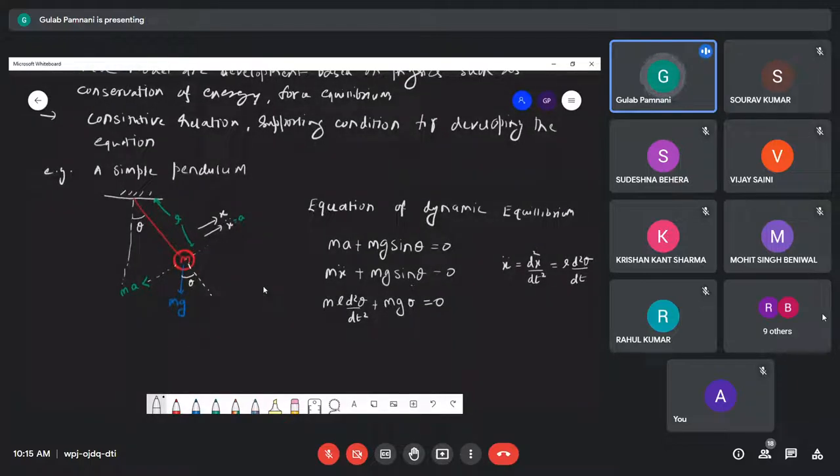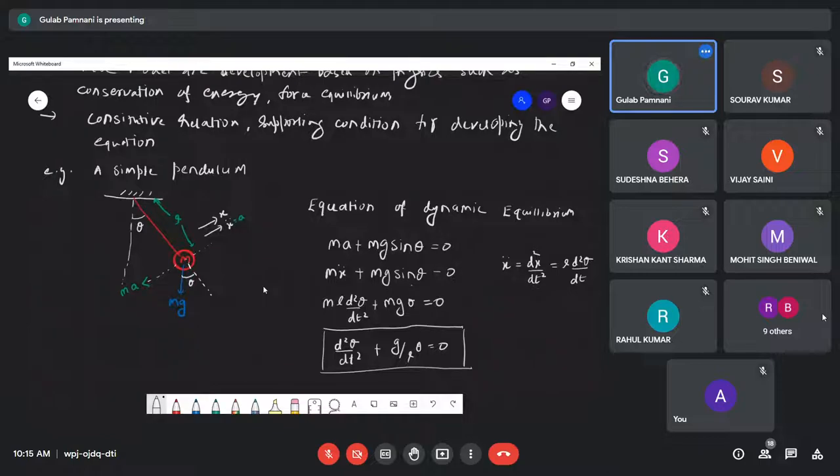So we would have the differential equation of this nature then, d squared theta by dt squared plus g by l into theta equal to 0. So this is just a simple example of how the differential equation is being developed.